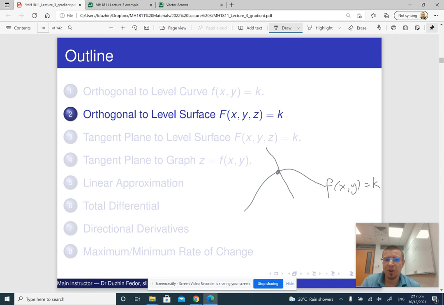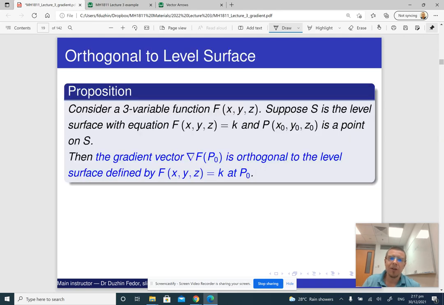So basically the same logic can be applied to level surfaces. Along level surfaces, the value of your function of three variables is not changing, so the rate of change should be the fastest in the perpendicular direction. So that's the idea. But now let me quickly walk you through the proof of this proposition.